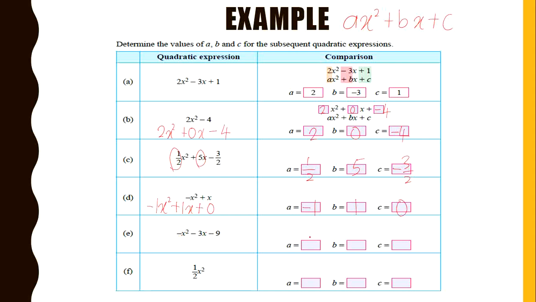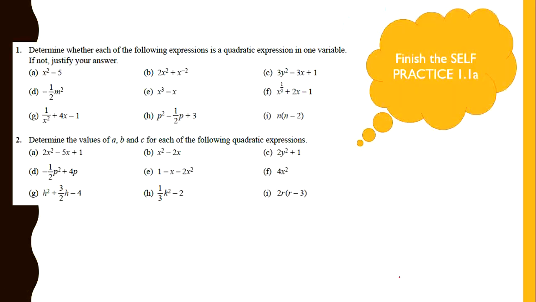Same goes to this one. A is negative 1, b is negative 3. C is negative 9. This one, okay, dia ada coefficient untuk x square sahaja. So, A will be 1 over 2, B 0, C also 0. So, you have to finish self-practice 1.1a. Nama pun self-practice kan? Cuba buat.